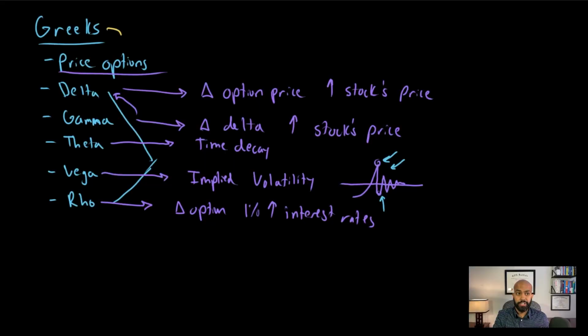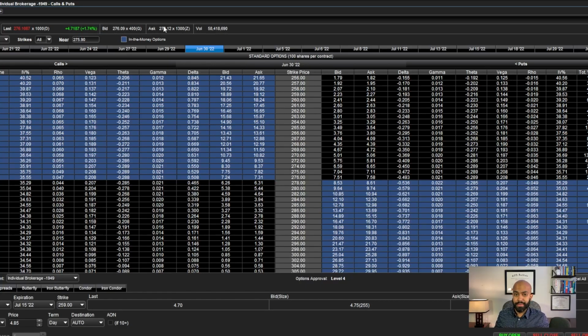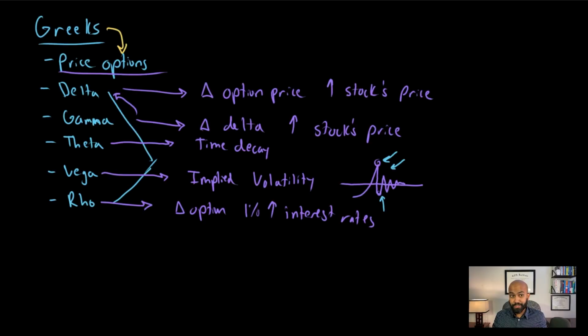The Greeks are used to price options. Example, how do we get this price right here? It's because of the Greeks. These are used as inputs, all except Vega are used as inputs to price these options. Now these prices are arriving because of the Greeks. And there are 5 Greeks which determine the option prices.